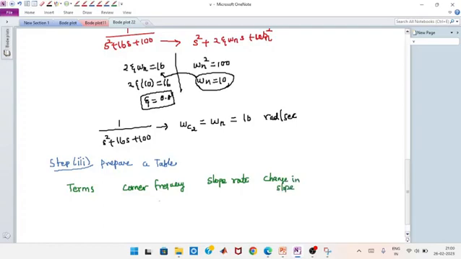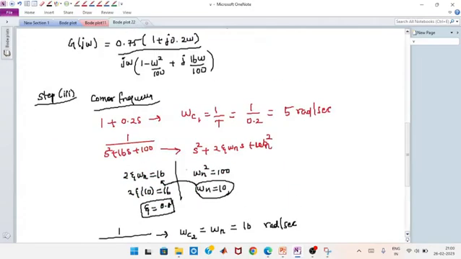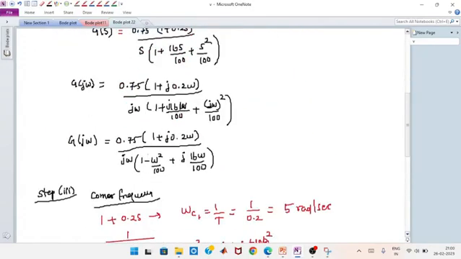We know that the unit of corner frequency is radian per second, so we can put it in the heading. For slope rate, the unit is dB per decade, and for change in slope also dB per decade. Now what other terms are there? Here you have to look at the terms.